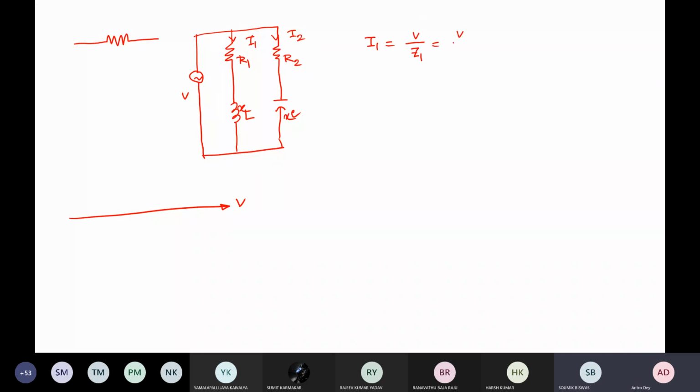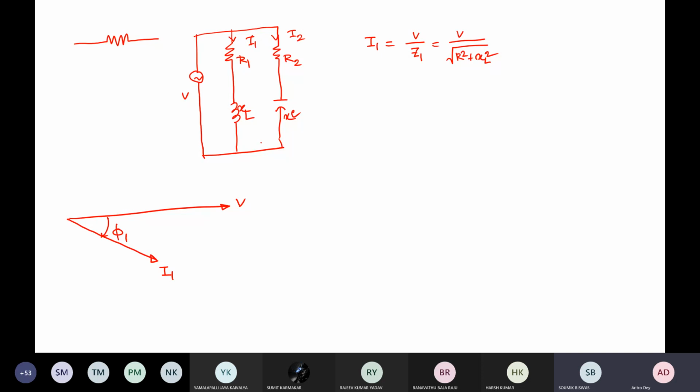So what is your Z1? This is root over R square plus XL square, right? So what will be your I1 should be like this. This is your I1. So what will be the angle of this? This is your phi 1.